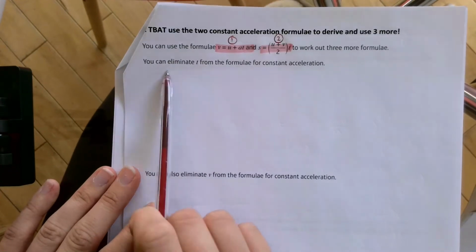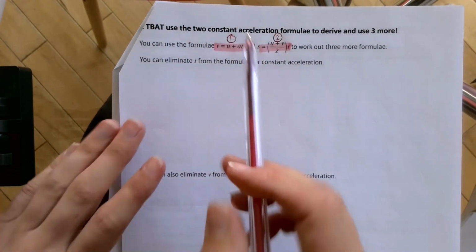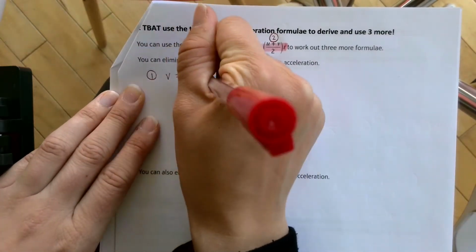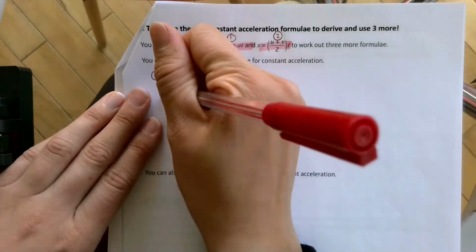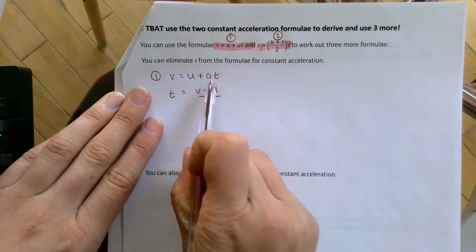Now, to get the third one, I'm going to eliminate t from those two formulae. So if I start with formula 1, v equals u plus at, I'm going to change it to make t the subject of the formula. Check, you can do this. I get t equals (v minus u) all over a, taking that across and dividing by a.